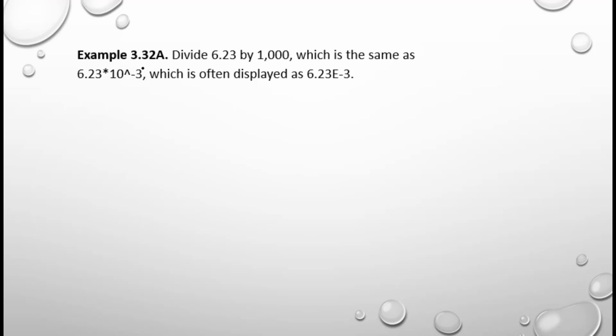So in this example, 3.32a, we're going to divide by 1,000. That's the same as this here. And let me just explain this. 10 to the negative 3 is 1 over 1,000. Taking 6.23 and multiplying it by 1 over 1,000 is the same as taking 6.23 and dividing it by 1,000.